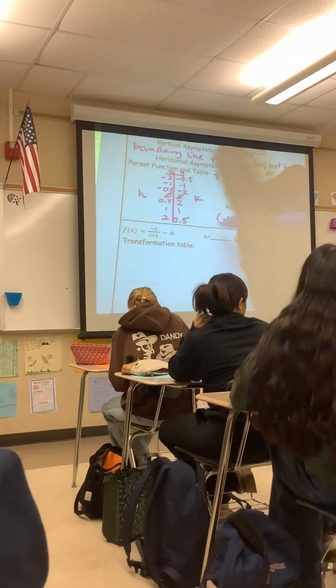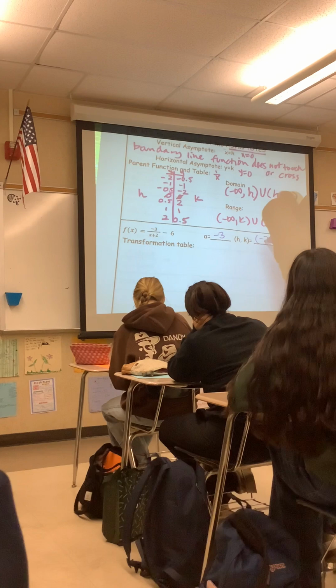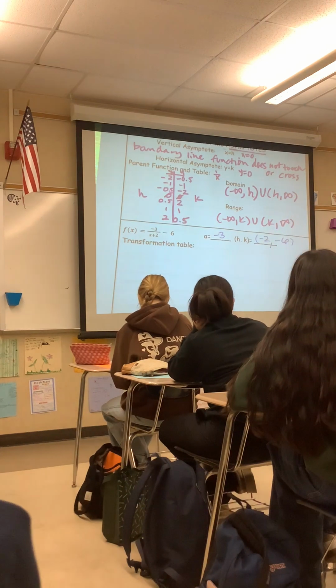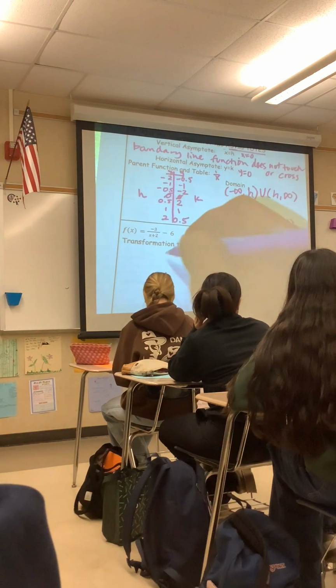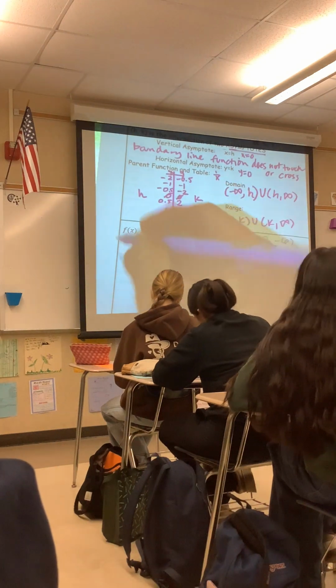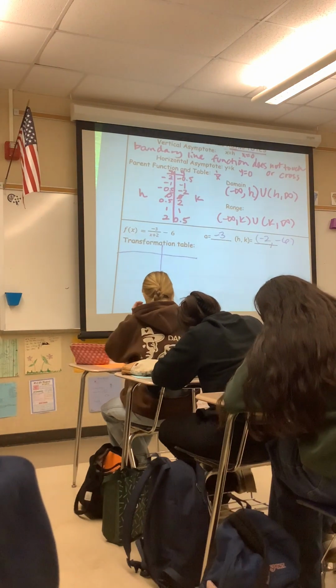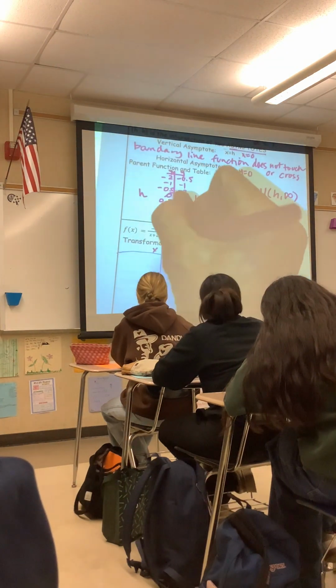-3. Good. And our hk, what would it be, Chris? -2, -6. Very nice. So we're going to make our transformation table. We have plenty of space here for that. And I'm going to make a nice column here. I'm going to do my dark pink, like the parent.